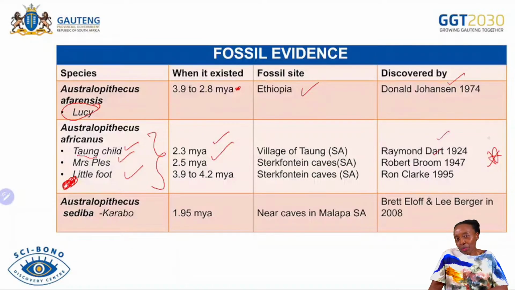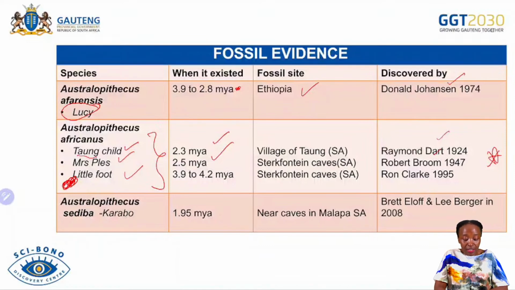Some of you will be asking yourselves, do I need to know all of these? Yes, for some of the questions you will be asked to know this by heart, for example multiple choice questions, or your 1.3 where you need to match the columns. So you need to know who, when, and the name of the species.